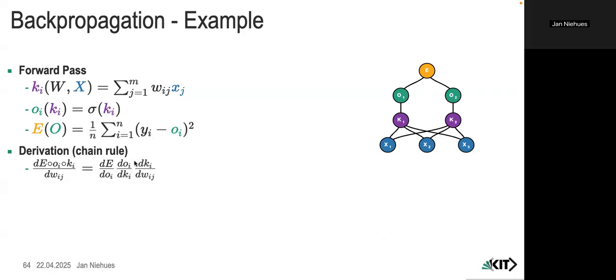Then we can do the chain rule, which means we can calculate the derivation of the error with respect to the output, then the derivation of the output with respect to k, and then the derivation of k with respect to the weight. So I'll do that step by step. So the first one is here, the first term.